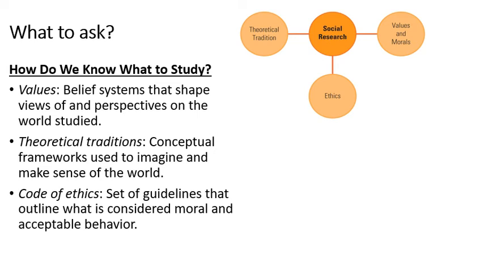But in general, when established scientific fields approach a research question or a new research project, when they're trying to figure out what questions to ask, they consider three things: values, theoretical traditions, and code of ethics. And this is especially true, this last point of code of ethics is especially true in the social sciences or any fields dealing with human research. So the first point, values.